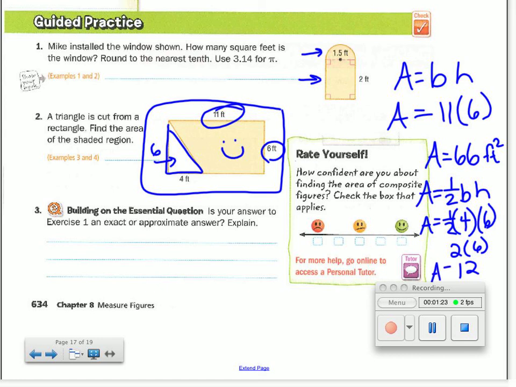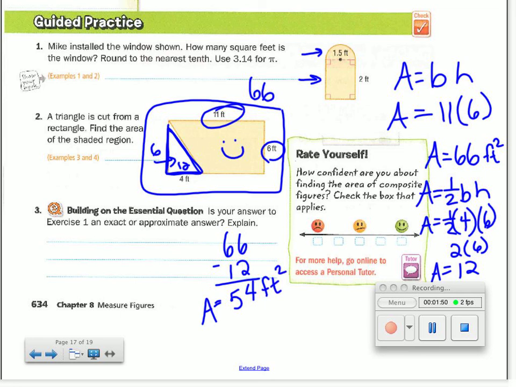Who can tell me, now that I know what the area of the entire thing was 66, the little triangle was 12. What would I do to find out what is left? Subtract them. Yeah, so I'm going to take basically 66 minus the 12, and I get 54. So the answer would be A equals 54 squared feet.